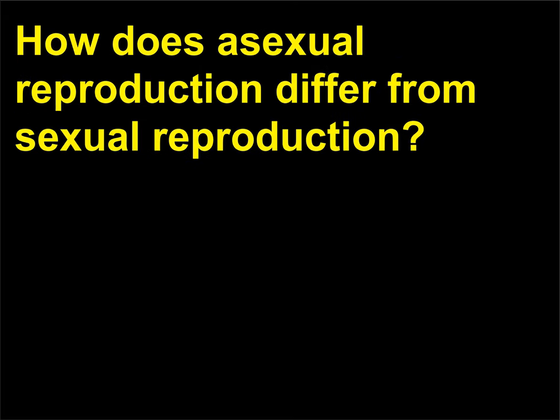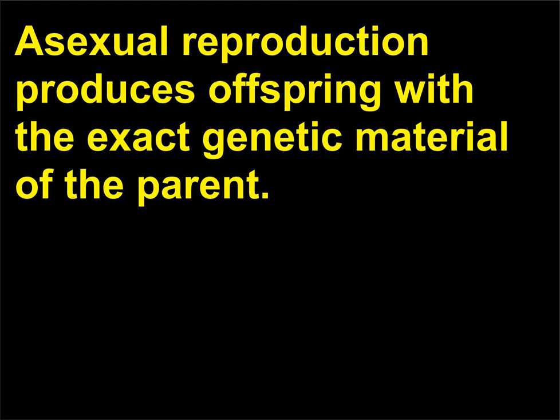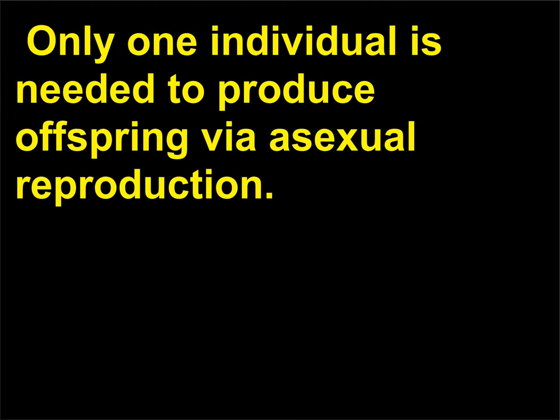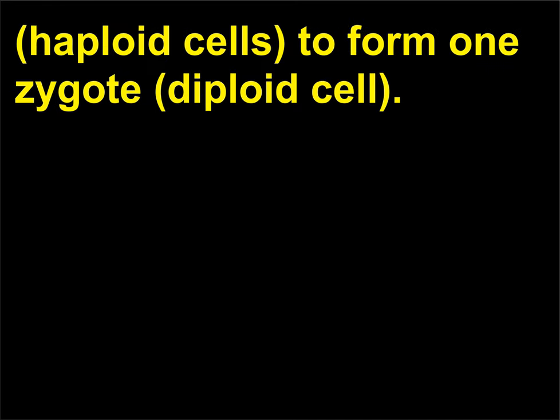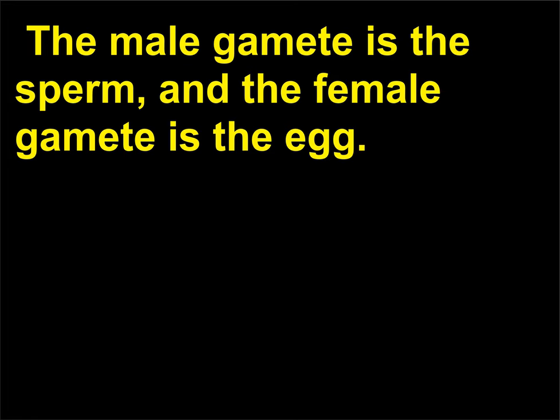How does asexual reproduction differ from sexual reproduction? Asexual reproduction produces offspring with the exact genetic material of the parent. Only one individual is needed to produce offspring via asexual reproduction. Sexual reproduction produces offspring by the fusion of two gametes, haploid cells, to form one zygote, diploid cell. The male gamete is the sperm, and the female gamete is the egg.